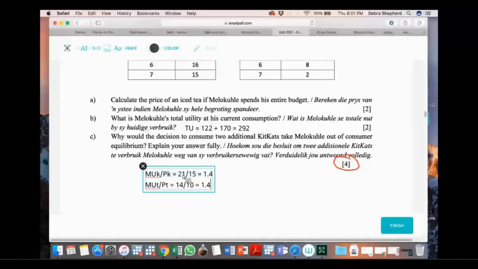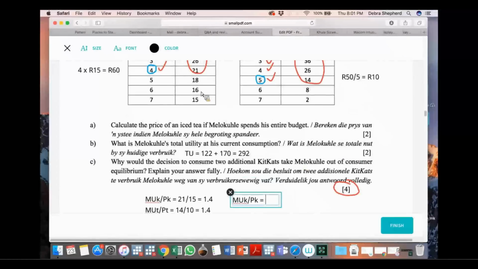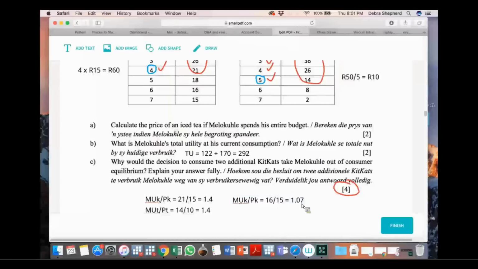If he changes his consumption to 2 extra Kit Kats, it means that his marginal utility of Kit Kats per price of Kit Kats is now going to be 16, because 2 additional Kit Kats will mean he's going to consume 6. So now his marginal utility from the last Kit Kat is 16. We divide that by the price of 15 Rand, and we get an answer of 1.07. Okay.